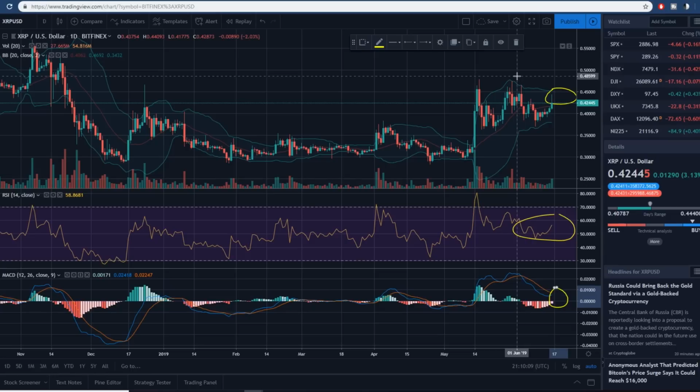So we have three things going right now. We have a green candlestick almost breaking above the Bollinger Band, very bullish. We have RSI stable, meaning there's not overbuying and there's not overselling, and we have a potential MACD crossing. So taking this into account, in the short to medium term, I am very bullish on XRP, and I think the fundamentals and the technicals are looking very well.